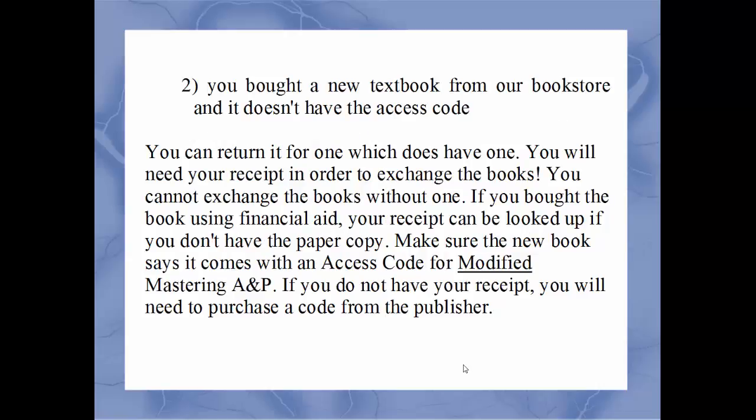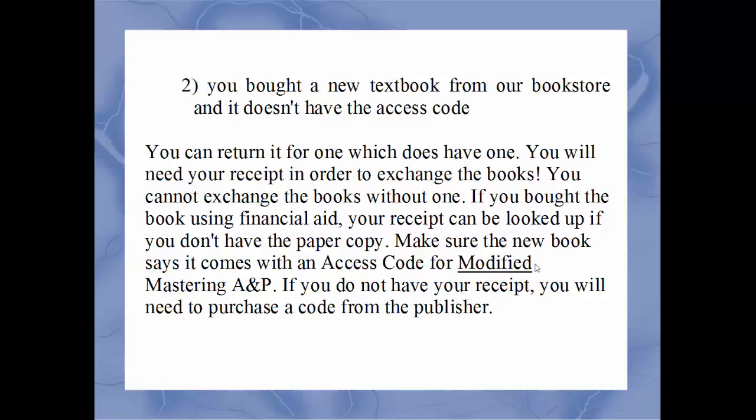Alright, second, this is the one that's the most involved. If you bought a brand new textbook from the bookstore and it doesn't have the access code, you can return it for one that does have the code. But you must have the receipt in order to exchange the books, because you cannot exchange the books without one. If you bought the book using your financial aid, your receipt can be looked up through a database, even if you don't have your paper receipt. Make sure that when you're getting the new book, it says Modified Mastering A&P. If it doesn't have the word modified in it, then you're getting something different. So you must be using Modified Mastering A&P.